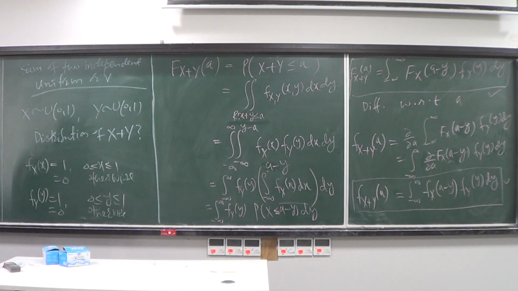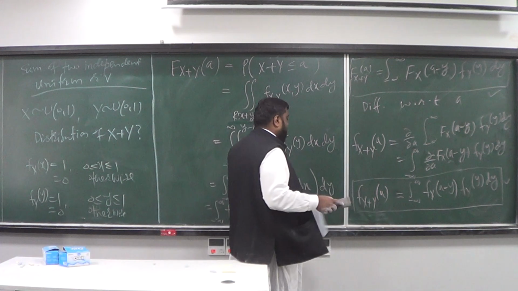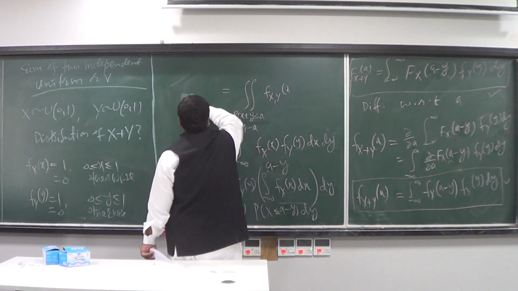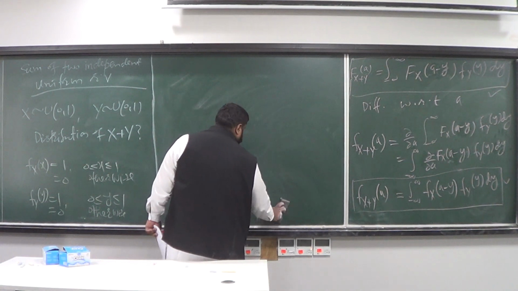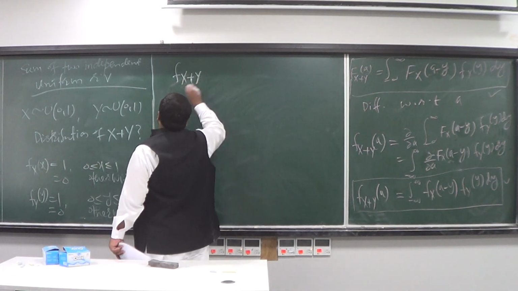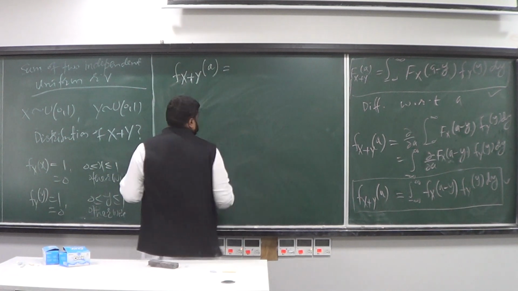How about the c.d.f of it? Well, you know the p.d.f of both, so let's try to directly calculate the p.d.f of x plus y, because if you know the p.d.f, you can compute the c.d.f as well. So what would be f of x plus y evaluated at, for example, a?